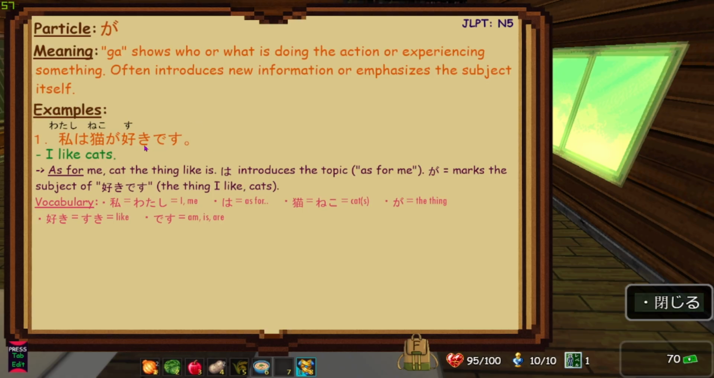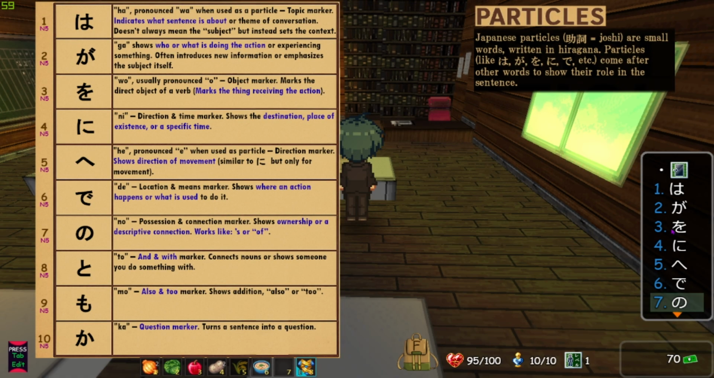Watashi wa neko ga suki desu. I like cats. Vocabulary, we have watashi, I, me. Wa is as for, so we are speaking about me now. This is something about me. Neko, cat or cats. Ga is marking over here or emphasizing that cats is the thing I like. Suki desu. So suki, like, desu, is, are. Watashi wa, I, neko ga, cat is the thing, suki desu, like, is being liked by me. Good. I hope you get that.